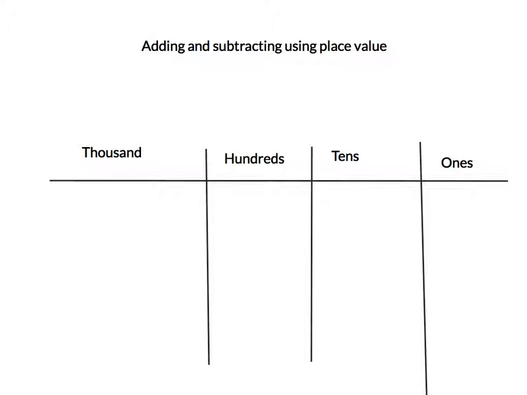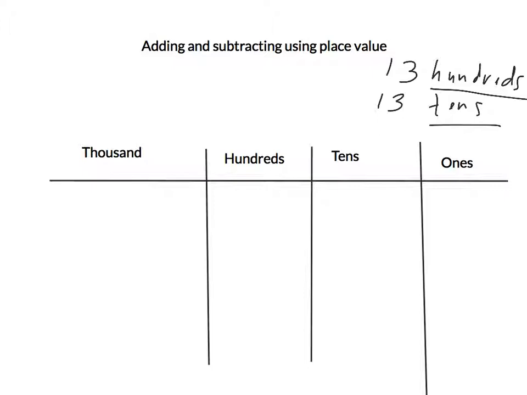Now that we know more about place value, we can actually use place value to add and subtract. For example, if we had 13 hundreds and we wanted to add that to 13 tens, if you're not paying attention to these labels, you might end up getting 26. But let's actually look at this.